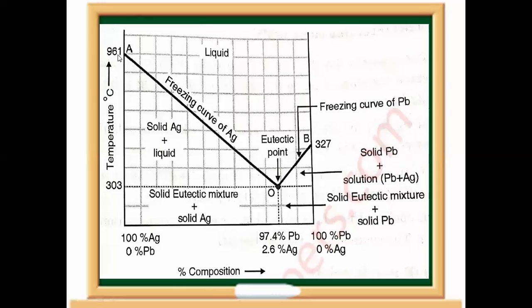What is this 961? Why has A started from 961? The reason is that silver का melting point is 961 degree Celsius.